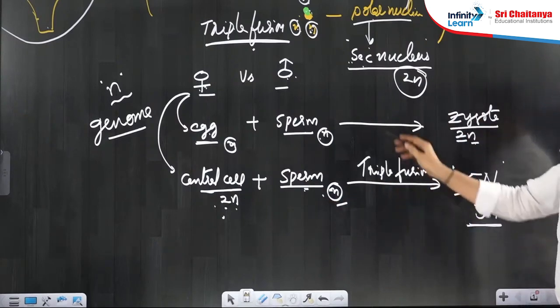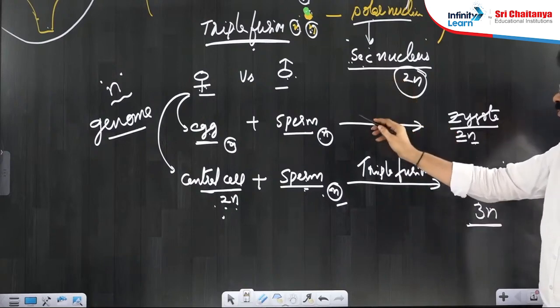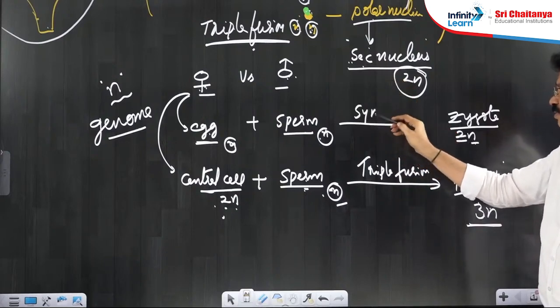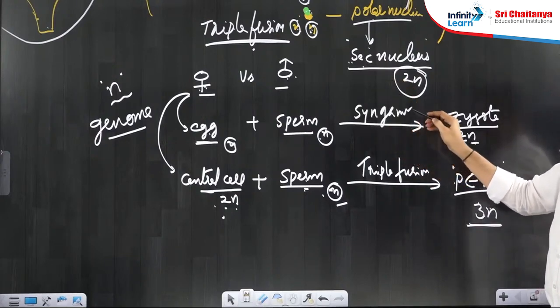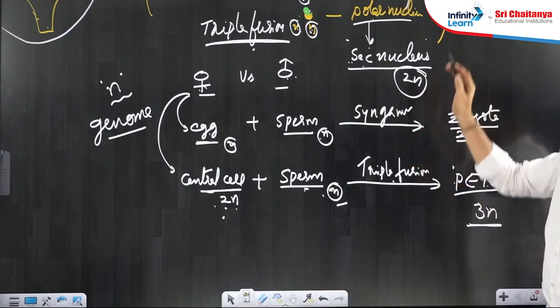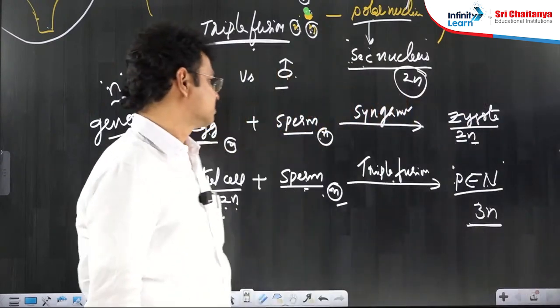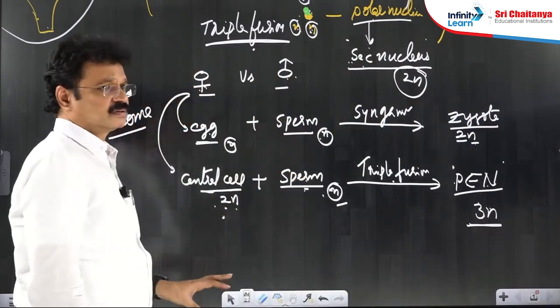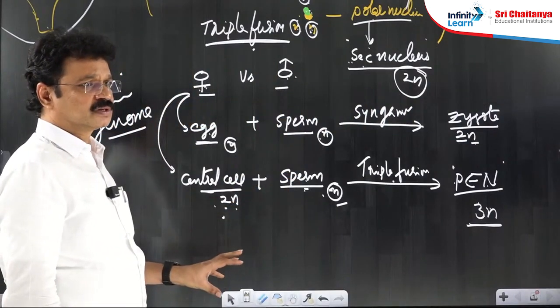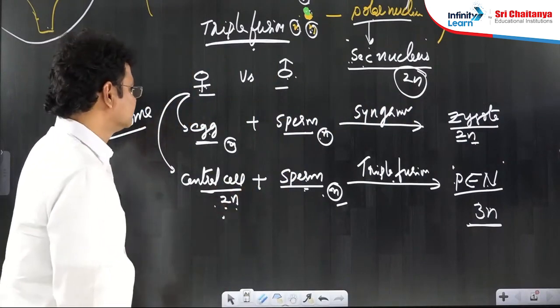The name of the first kind of gametic fusion is syngamy. Syngamy and triple fusion together are called double fertilization, the unique feature of angiosperms. Some model questions here. Listen carefully. Try to give answers for these questions.